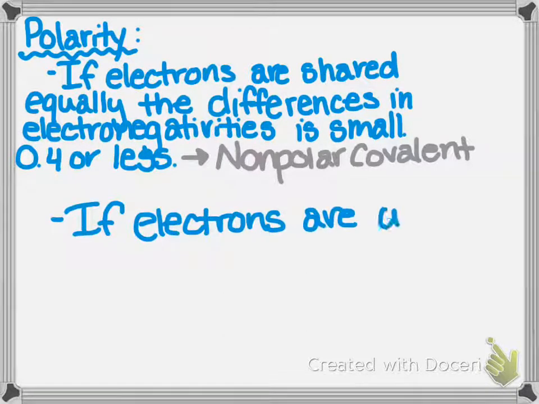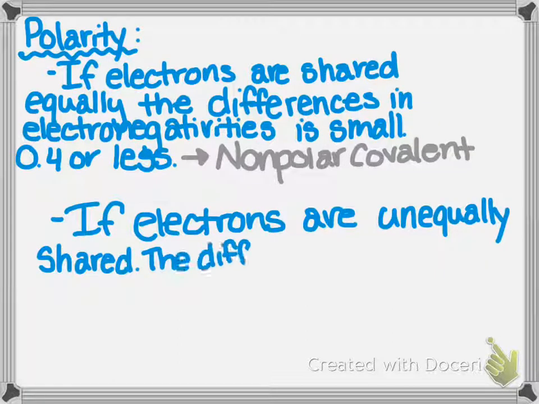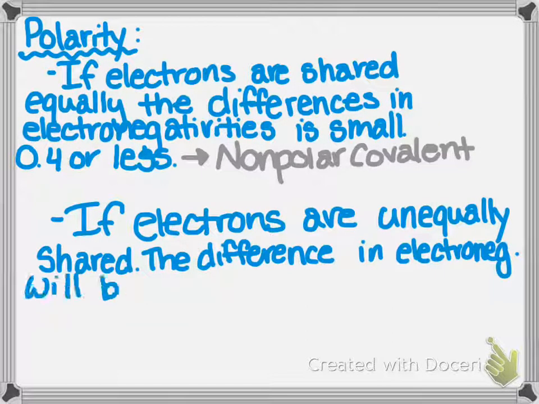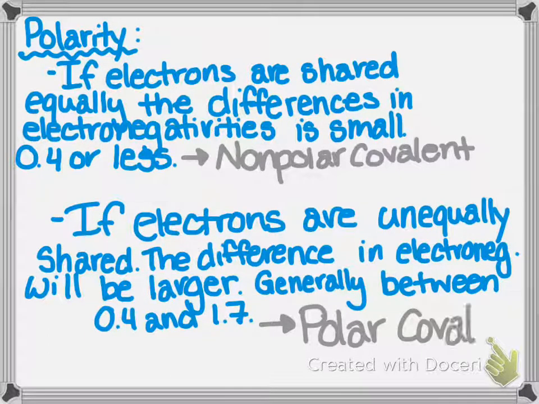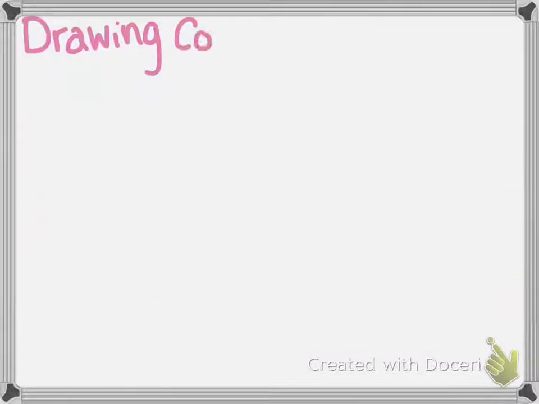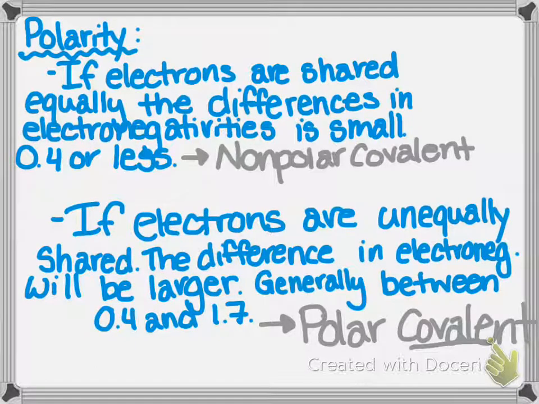Our other option is if electrons are unequally shared, then the difference in electronegativity will be larger. It'll generally be between 0.4 and 1.7. That's how we know if it's a polar covalent bond. And again, we noticed this on Thursday when we looked at differences in electronegativity.